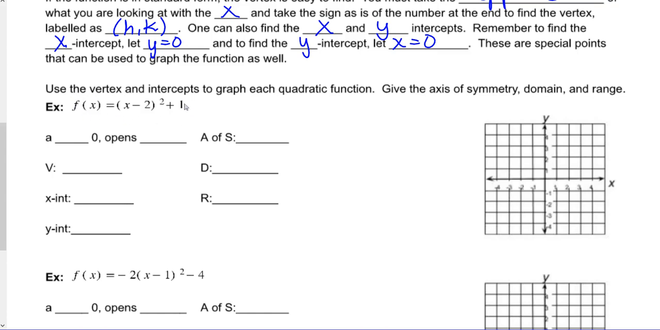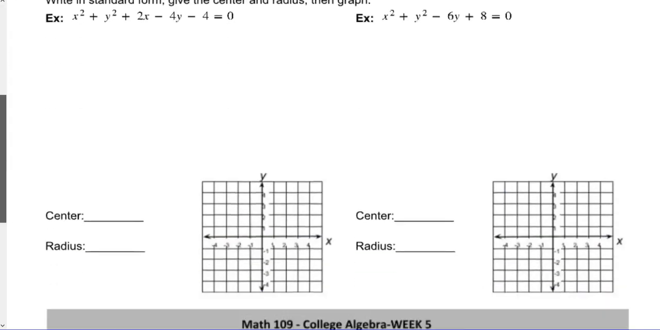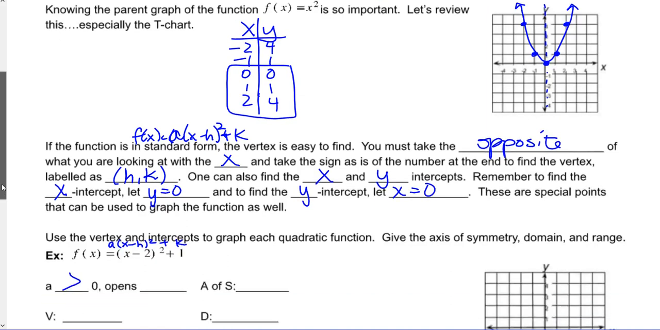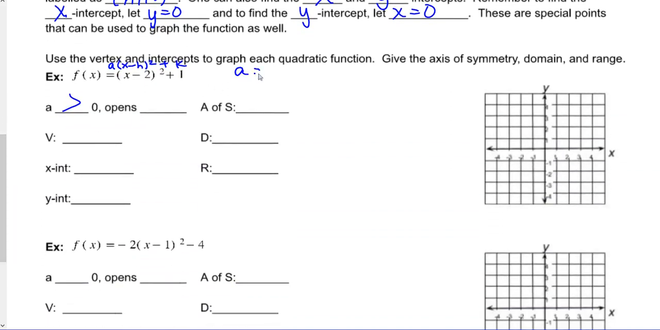So notice here I have my standard form. I have a times x minus h quantity squared plus k. Okay? Now notice there's no number in front. It is an invisible 1. It is positive. So since a is greater than 0, then it opens which direction? Well, that's on our page over here on the back side that we just started with. If a is positive, it opens up in the positive direction is the way I remember that. If a is negative, it's pointing towards the negative direction is the way I remember that. So here a equals 1, I should say, and it's going to open up.